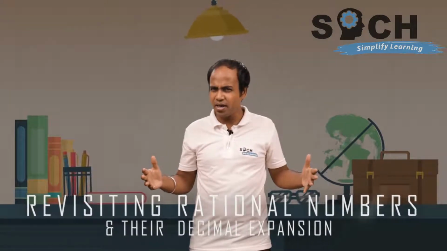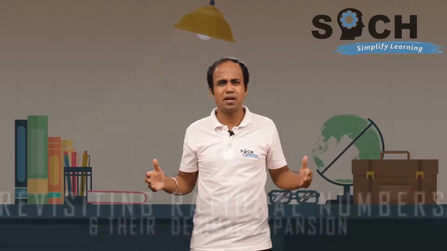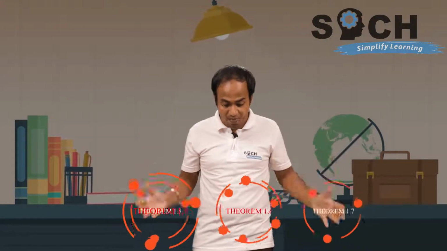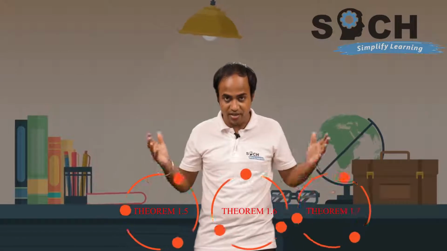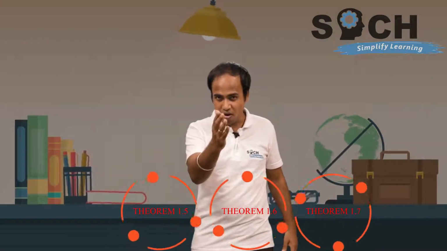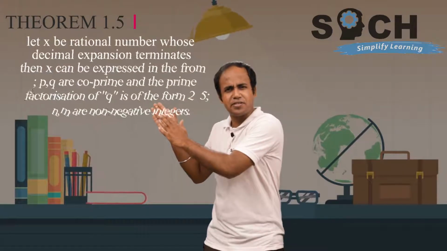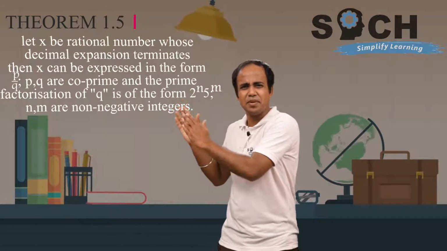Now, how many theorems do I have as per our syllabus? 3 theorems. Those 3 theorems are theorem 1.5, 1.6 and 1.7. So here we go with the first theorem, theorem 1.5. This theorem statement is like this. Let me make it very simple.